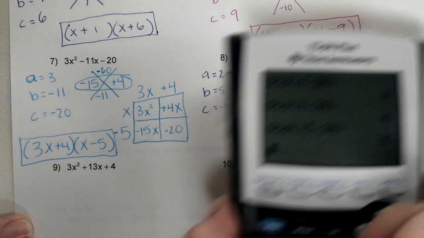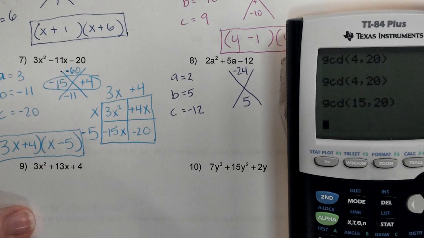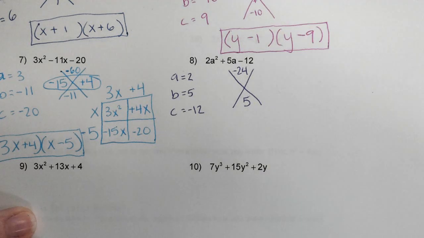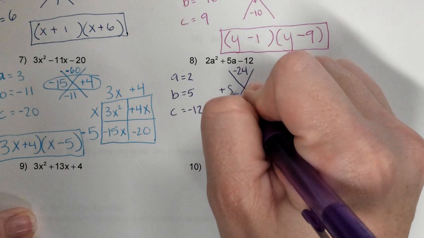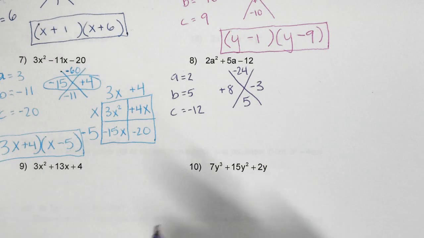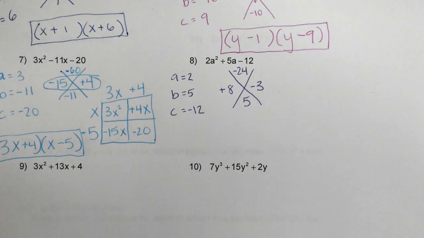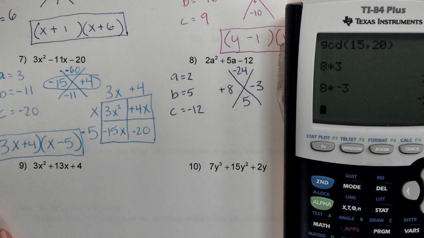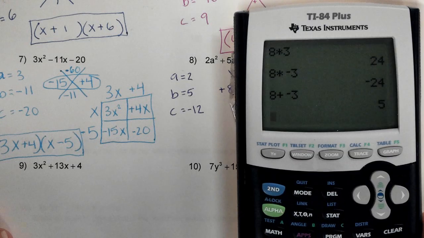So again, you can use your trick, or you can just start guessing. A times 3 gives you 24, so it's actually going to be positive 8 and negative 3. And again, you can check your work. So 8 times negative 3 gave me negative 24. 8 plus negative 3 gave me positive 5. So it worked.